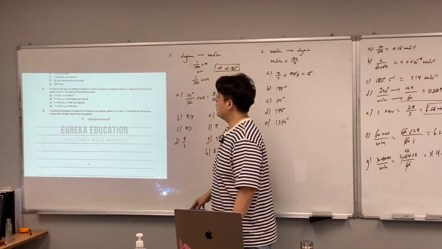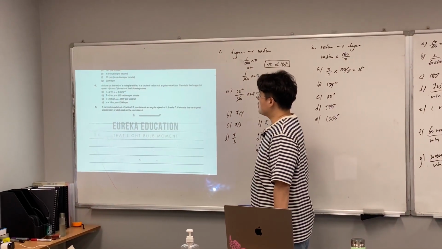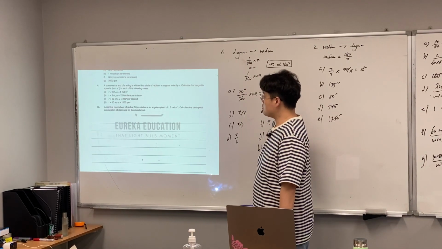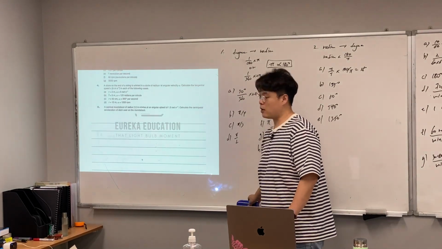Okay, 5. A carnival roundabout of radius 2 meters rotates at an angular speed of 1.5 radians per second. Calculate the centripetal acceleration of each seat of the roundabout.